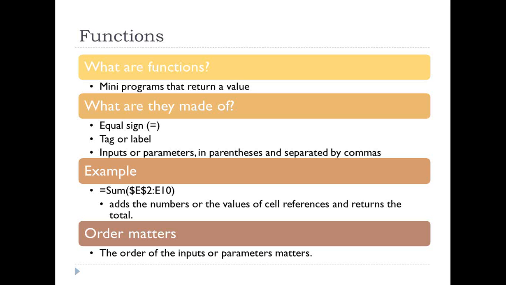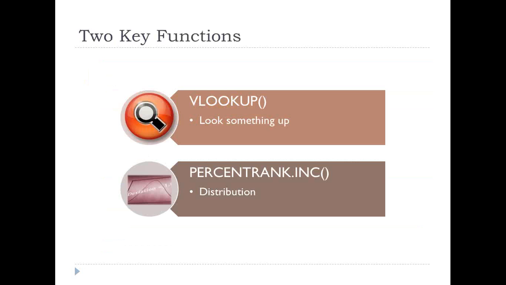And very often, order matters when it comes to the inputs or parameters. Each parameter has a different meaning. For this presentation, I'll be talking about two key functions: VLOOKUP, which looks something up, and PERCENTRANK, which is useful for seeing the distribution of values.